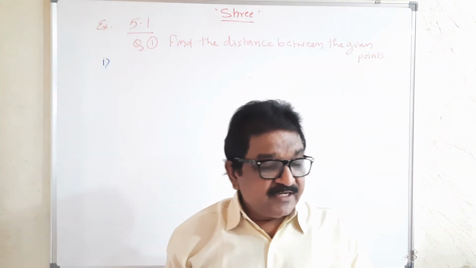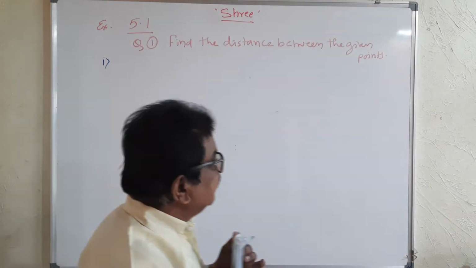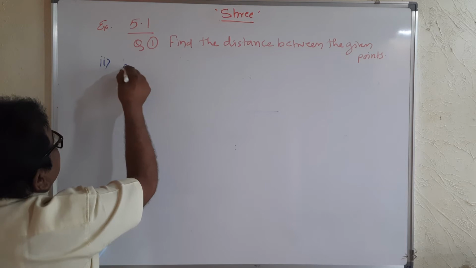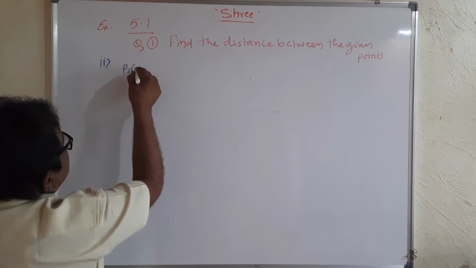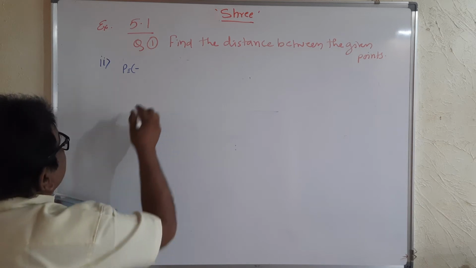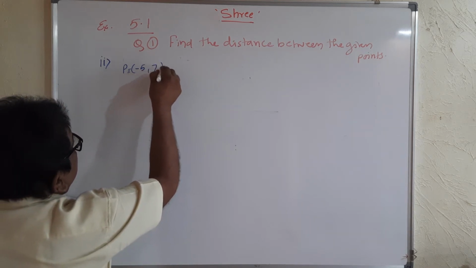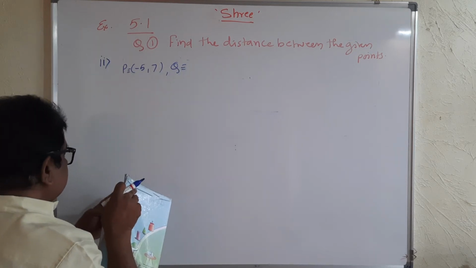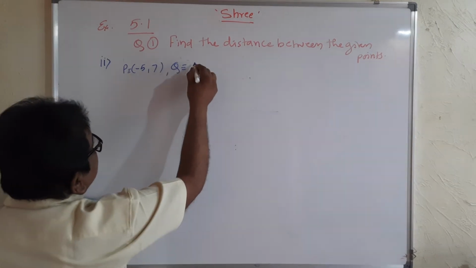So second one, P is minus 5, 7. P corresponds to minus 5, 7 and Q corresponds to minus 1, 3.